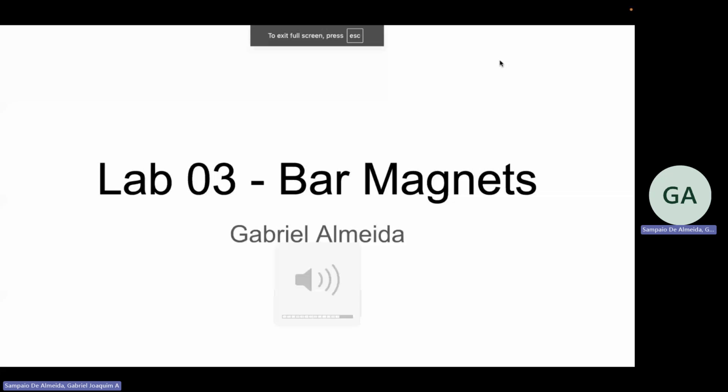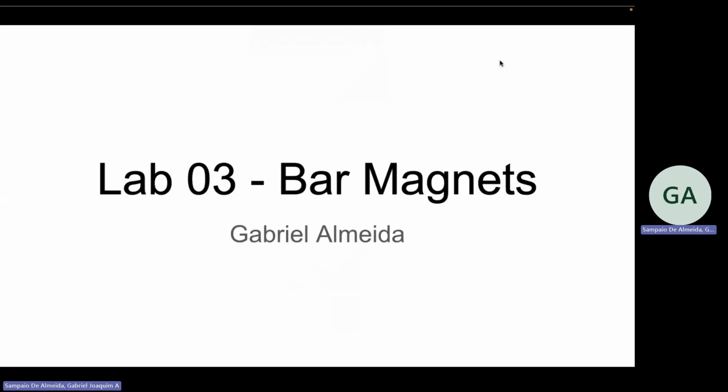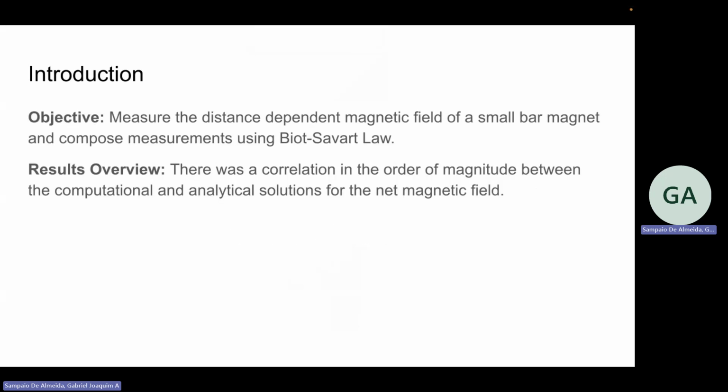Hello, my name is Gabriel, and today I'm going to go over Lab 3, bar magnets. The objective of this lab was to measure the distance-dependent magnetic field of a small bar magnet and compare measurements using Biot-Savart's law. As an overview, there was a small correlation in order of magnitude between the computational and analytical solutions for the magnetic field, even though they differ a little bit from each other.